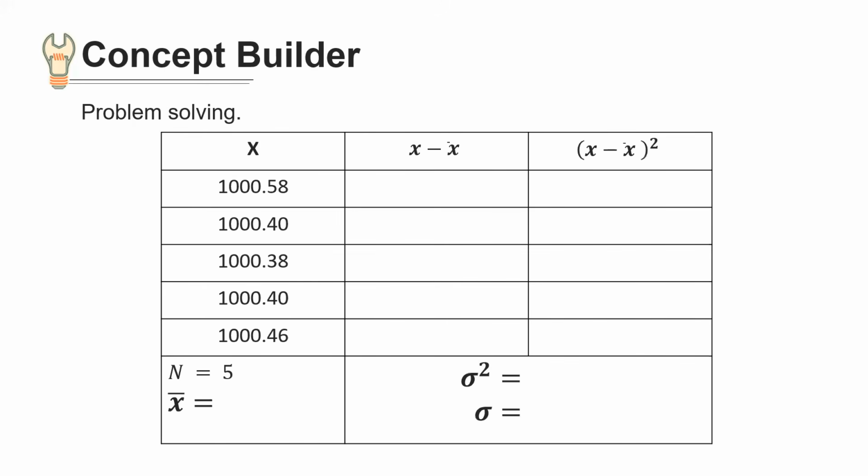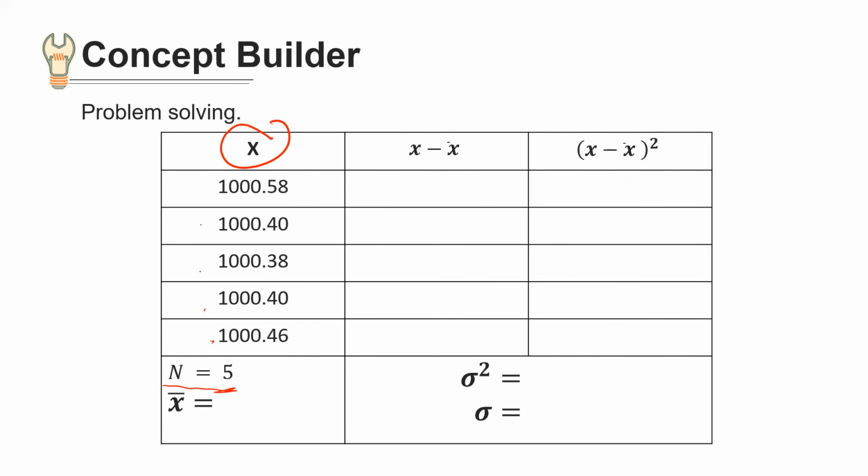In solving a problem involving a set of data, it is easier to present it in tabular form. So we have here our individual measurements, X: X of 1, X of 2, X of 3, X of 4, and X of 5. Therefore, our number of observations is 5.